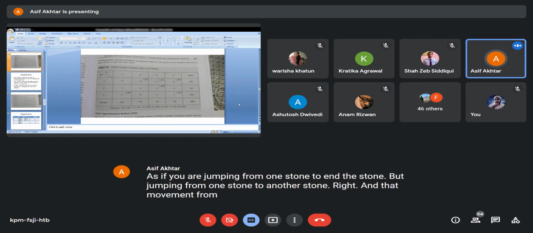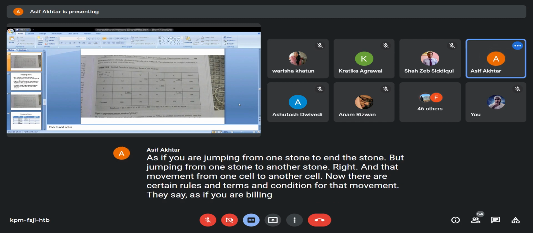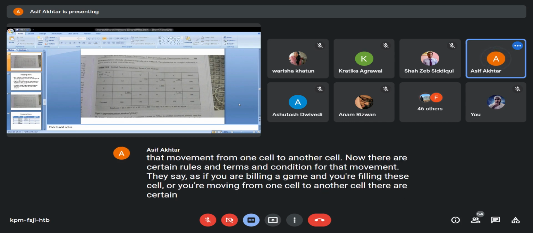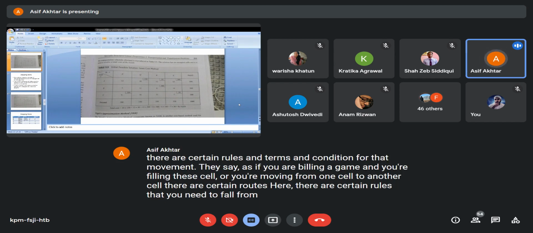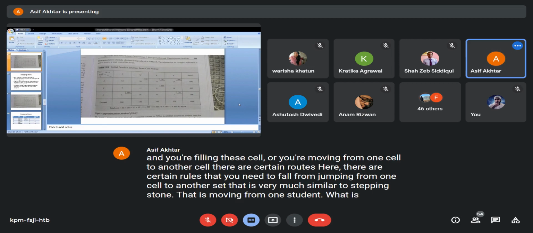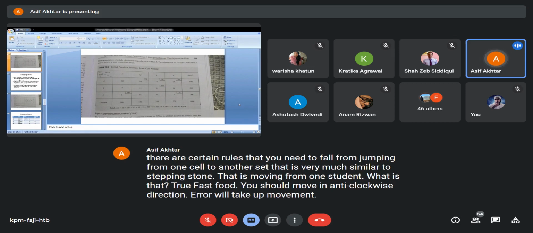And for that movement from one cell to another cell, there are certain rules and conditions. Just as if you are playing a game and moving from one cell to another, there are certain rules that you need to follow. What is that rule? First rule, you should move in anti-clockwise direction. The first rule is that you will move in anti-clockwise direction, right.